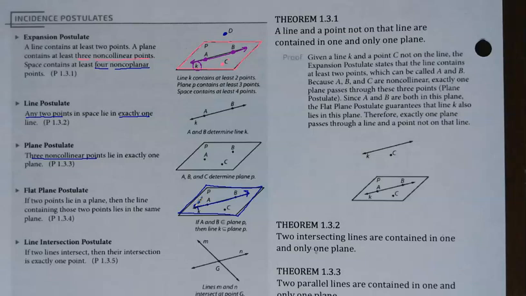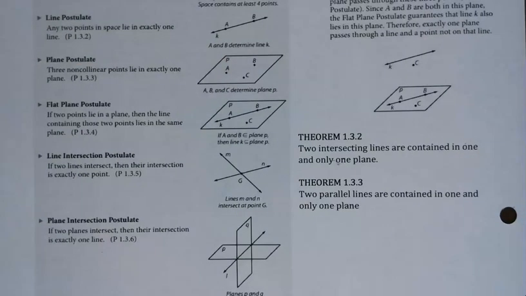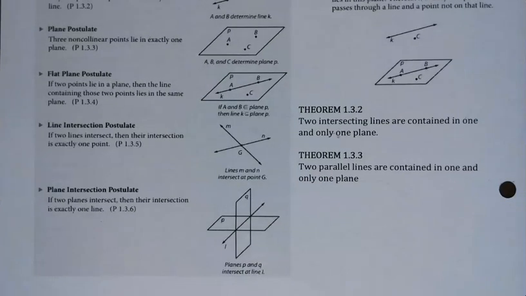All right, so the next one, line intersection postulate. If 2 lines intersect, then their intersection is exactly 1 point. Okay, I'm going to erase these and slide up to our plane. Our plane intersection postulate says if 2 planes intersect, then their intersection is exactly 1 line. And that's what this line is here. It's showing where those 2 planes would intersect.